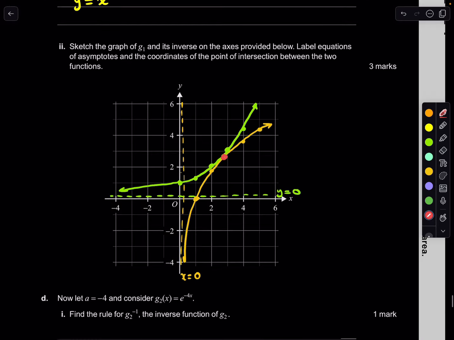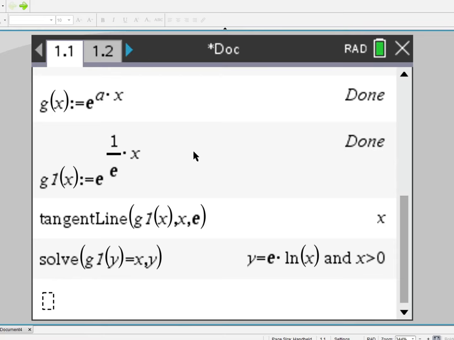So have we done everything? Sketch the graph of G1 and its inverse on the axes provided below. Label the asymptotes, yep, and the coordinates of the point of intersection. We just need to find the point of intersection. Let's do that. Go back to our CAS. To find the point of intersection, it's basically your inverse equals your original function.